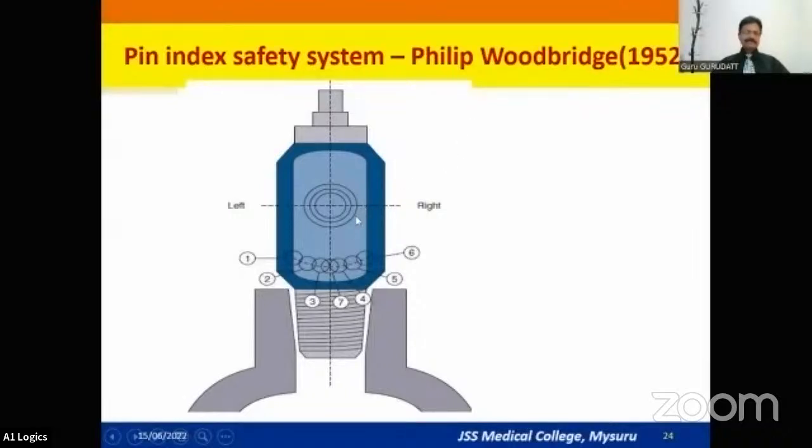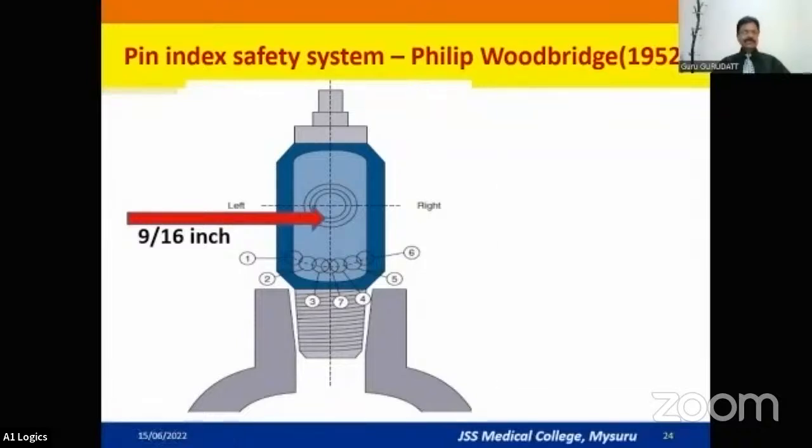In this pin index safety system, the holes are made just below the port of the cylinder. Exactly from the center of the port at a radius of curvature of 9/16 of an inch, the holes are made from right to left, numbered 1, 2, 3, 4, 5, 6. Usually hole 1 will overlap hole 2 and hole 2 will overlap hole 3, whereas holes 3 and 4 will not overlap each other. Hole 4 and 5 will overlap, and 5 will overlap 6. Hole number 7 will be overlapping holes 3 and 4.